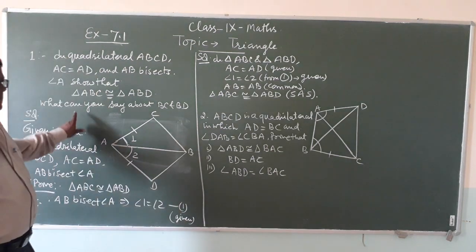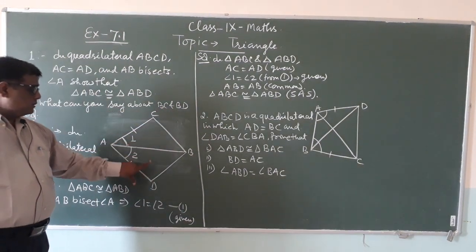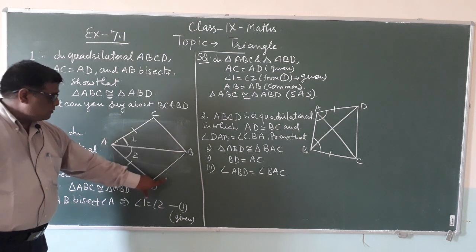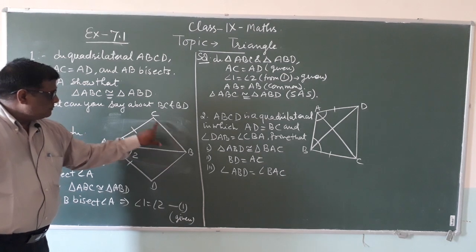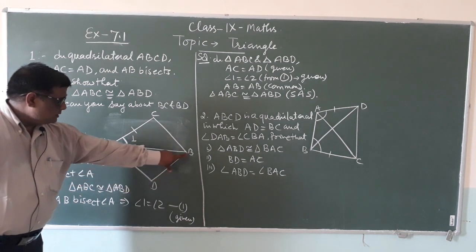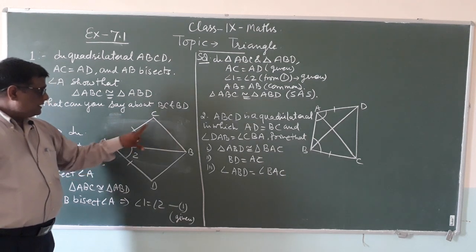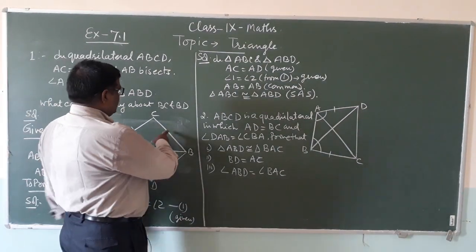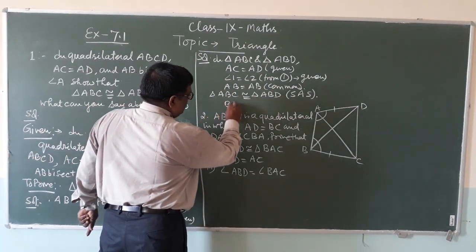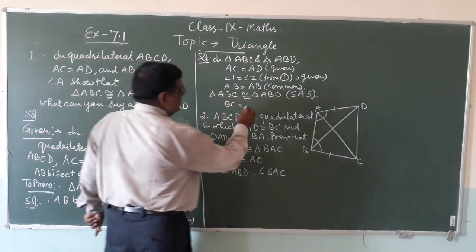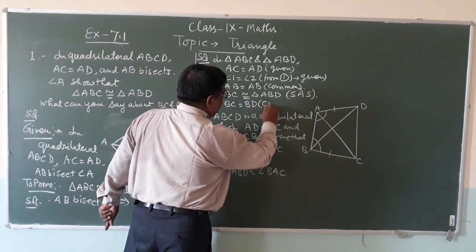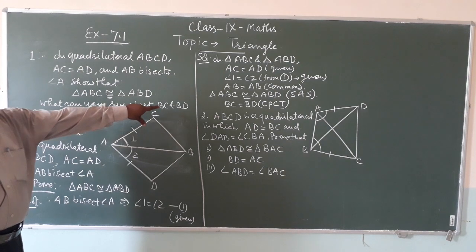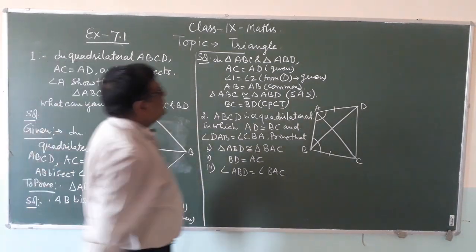And what can you say about BC and BD? If these two triangles are congruent, then the remaining parts are also equal. This is BC is equal to BD, angle CBA is also equal to angle DBA, and angle C is also equal to angle D. So by CPCT, therefore BC is equal to BD by CPCT. The question is, what can you say about BC and BD? That is by CPCT.